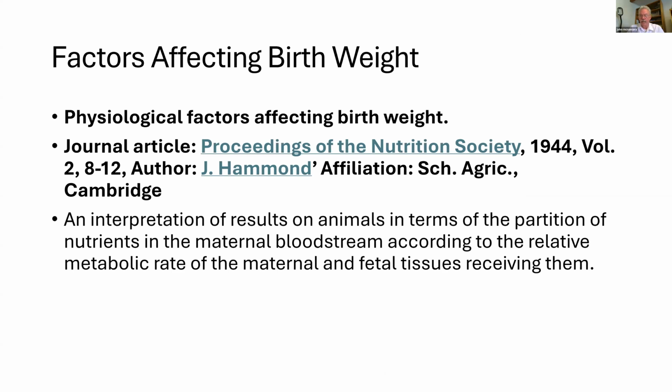So you can find this. John Hammond was an eminent English physiologist of the early 1900s. An interpretation of results on animals in terms of the partitioning of nutrients in the maternal bloodstream according to the relative metabolic rate of the maternal and fetal tissues receiving the signals. Okay? Scientific work for how do organs talk to each other? How does the mother and fetus talk to each other?